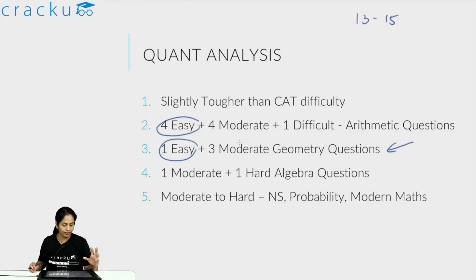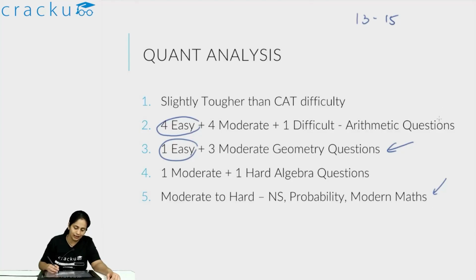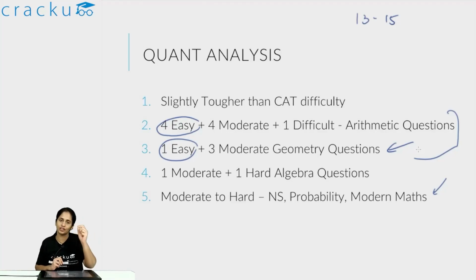Now there were a couple of hard algebra questions, some difficult questions from number systems, one from probability, a couple of difficult moderate questions from modern maths, and a couple of difficult questions also from modern maths. So in general, if you rely on these topics, it would have been a bit difficult, but if your base is arithmetic and geometry, you still would have been okay. You would not have been badly off, even though the difficulty level was a touch higher, because it was slightly more than what you normally see in CAT.